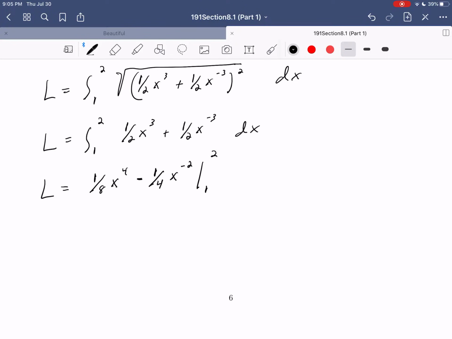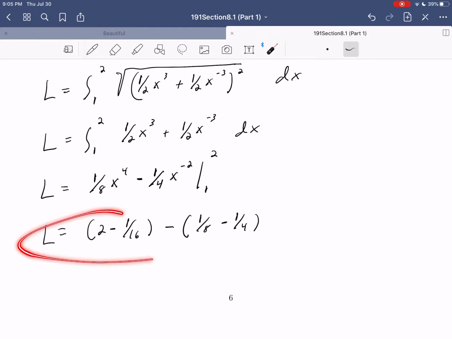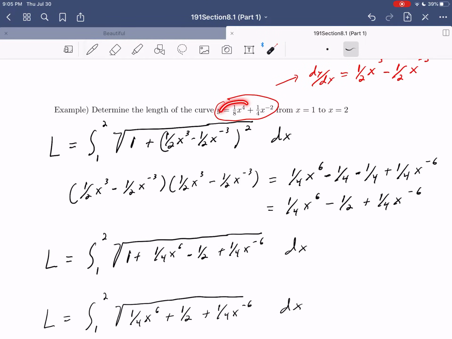We can plug that stuff in. If we plug in 2, 16 over 8, that's 2, minus 2 in here is going to be 1 over 16. And then minus, plug in the 1, 1/8 minus 1/4. And that would be the length of this curve from x equals 1 to x equals 2.